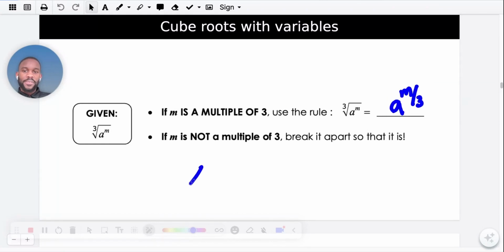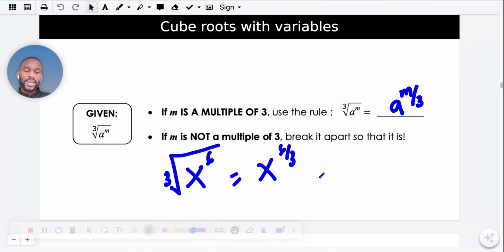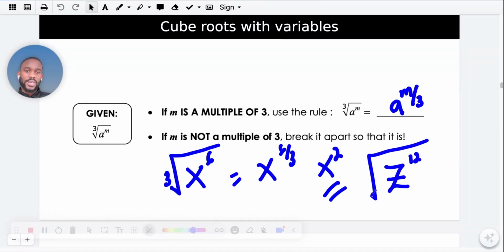Let me give you an example. If they give you x to the 6th and they tell you to find the cube root, look at 6. Is it divisible by 3? Yes. So same as having x, 6 divided by 3, which is 2. So you get x to the 2nd. Same applies if you have maybe z to the 12th, and then they ask you to get the cube root. All you have to do is just get this 12 divided by 3. So 12 divided by 3 is 4. So you end up with z to the 4. That is if the exponent is divisible by 3, or is a multiple of 3.